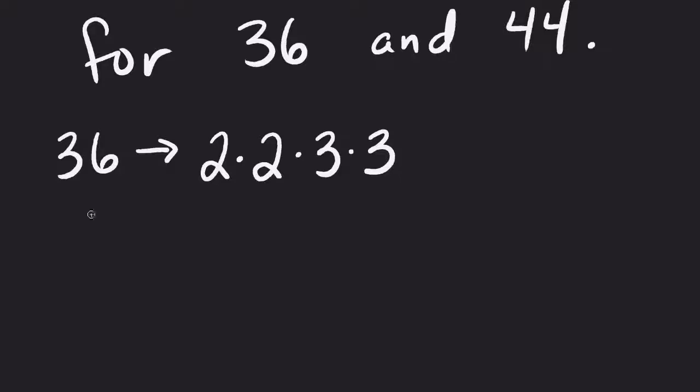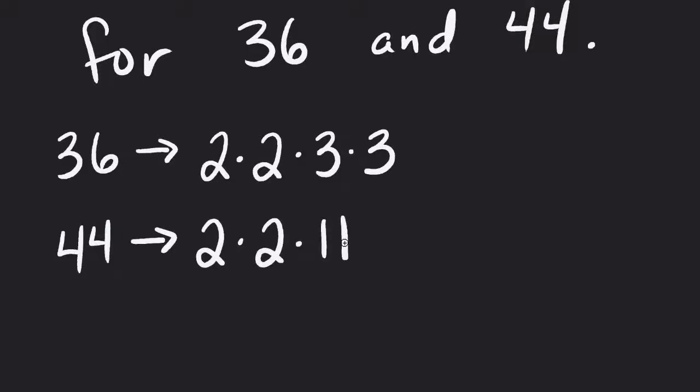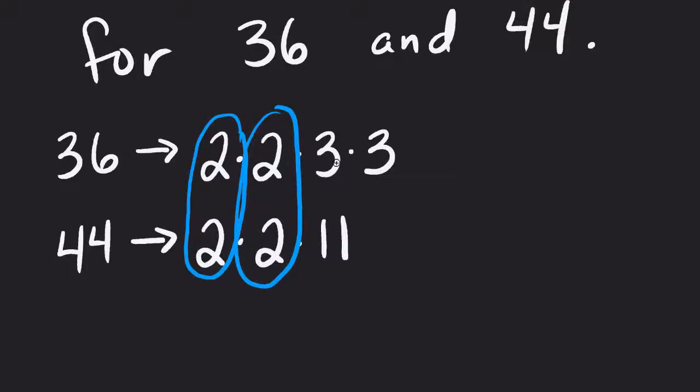Okay, we're going to do the exact same thing for 44 now. 44 is 2, which leaves me 22. 2, which leaves me 11. So now what I'm looking for is what values will go into both of these evenly. Well, we know that this will. 2 goes into both, and that will. The 3 goes into 36, but it will not go into 44. And the 11 will go into 44, but it won't go into 36. That means they don't have that in common.